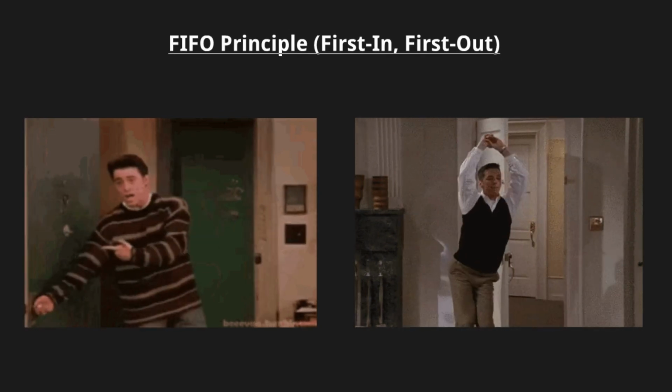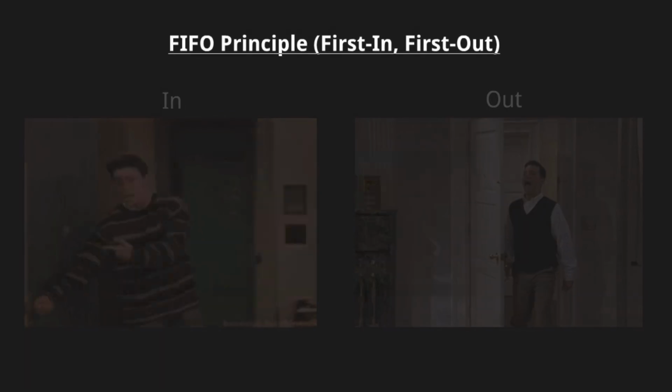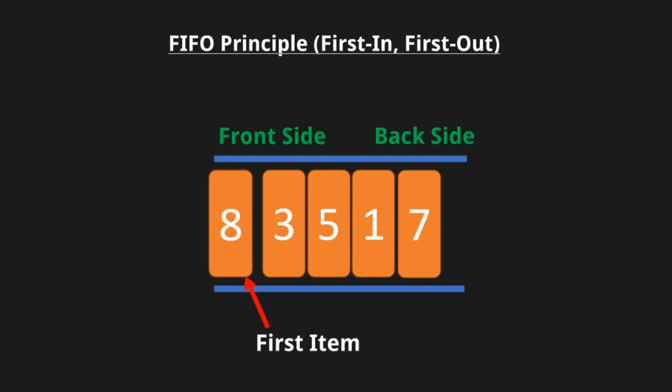Queues follow the first in first out principle, or FIFO. This means the first item added to the queue is the first one to be removed. Just like the first person in line is the first to board the bus.